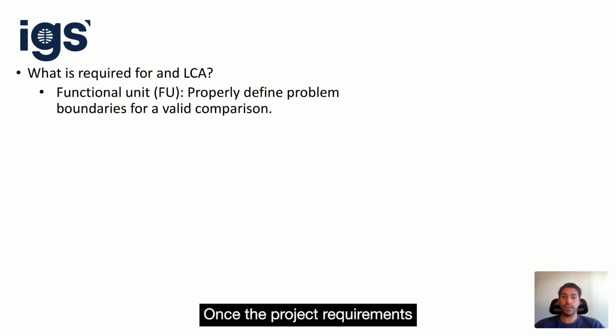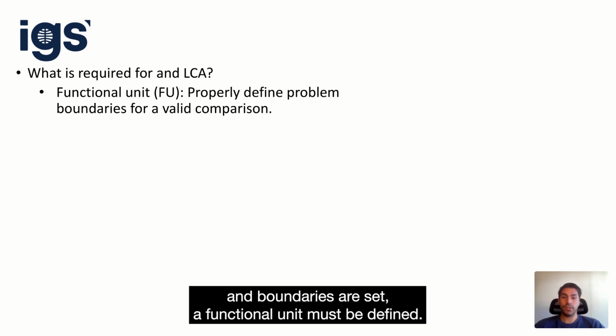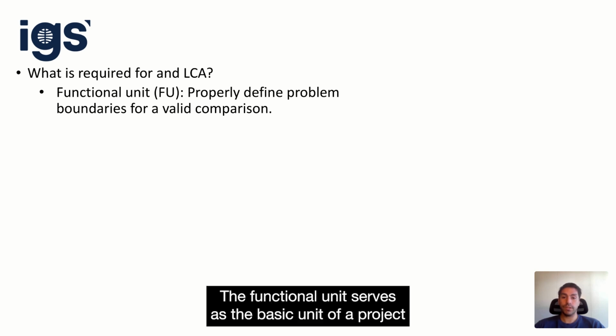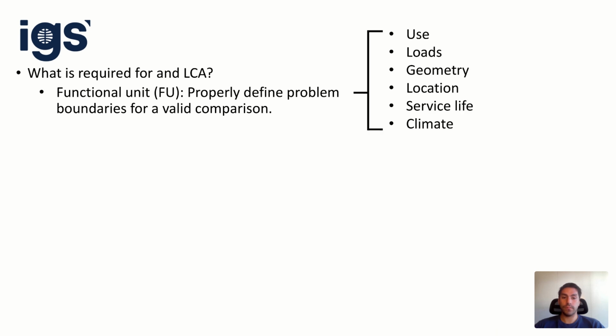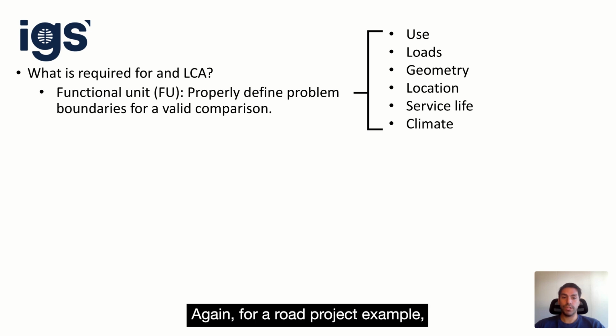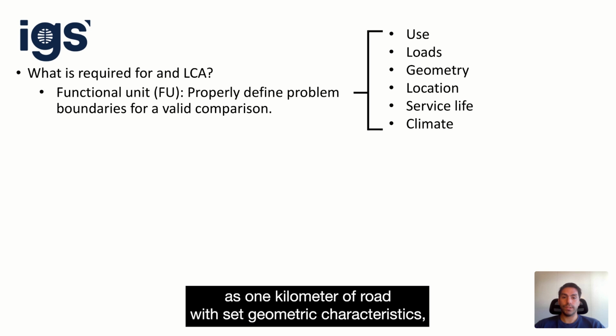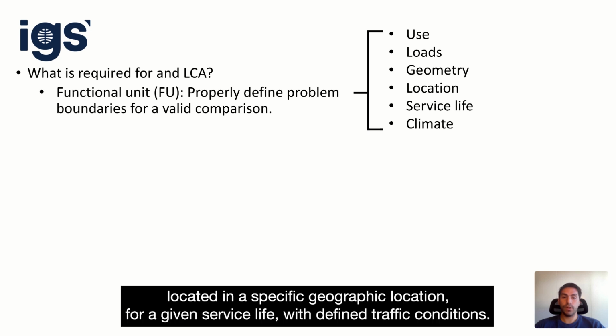Once the project requirements and boundaries are set, a functional unit must be defined. The functional unit serves as the basic unit of the project, used for the life cycle inventory and LCA calculations. Again, for our road project example, the functional unit could be defined as 1 kilometer of road, with set geometric characteristics, located in a specific location, for a given service life, with defined traffic conditions.